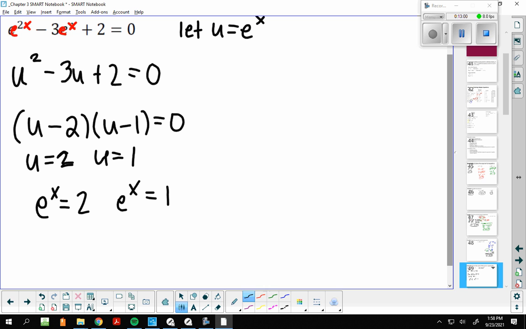So let's take the natural log of both sides and bring the exponent down. So we get x natural log of e equals natural log of 2. But the natural log of e cancels, and we just get x equals natural log of 2. Plug that in your calculator, and we get 0.693.